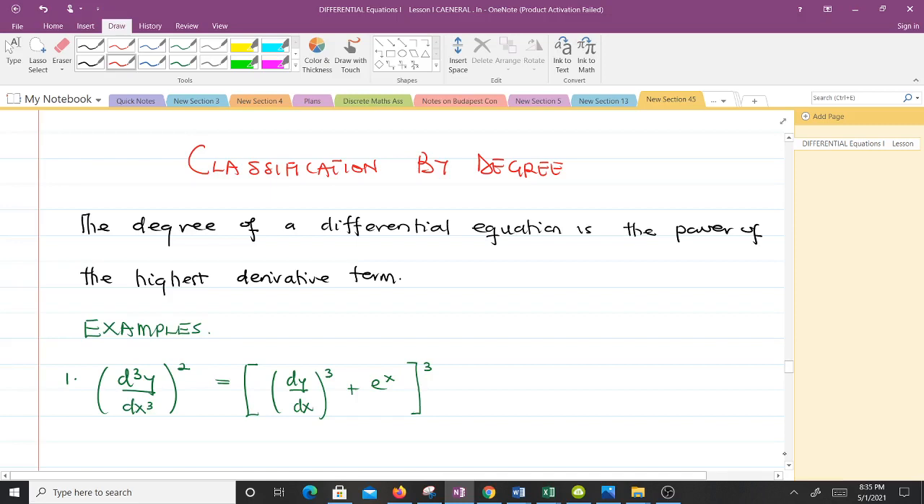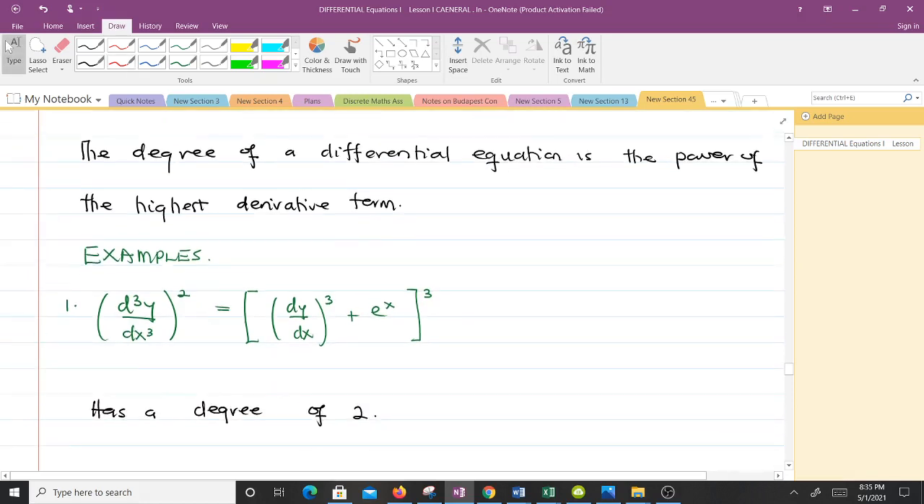So what's the degree of a differential equation? The degree of a differential equation is the power of the highest derivative term. Okay, all right. Let's look at examples to explain them. So you can see I have a differential equation here. How many derivatives do I have? These two, right? And you can see that this one here has an order of 1. Do you know that? Yes, we just discussed it, so you should know that. Then this one has an order of 3.